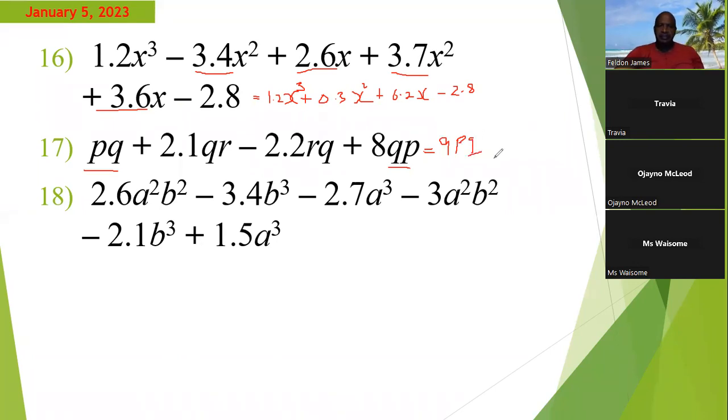All right, next. Then we minus positive 2.1 QR from minus 2.2 RQ, and that would leave us with 0.1 QR. What is the sign? Minus, sir, minus 0.1 QR. All right, good. Yes, sir.